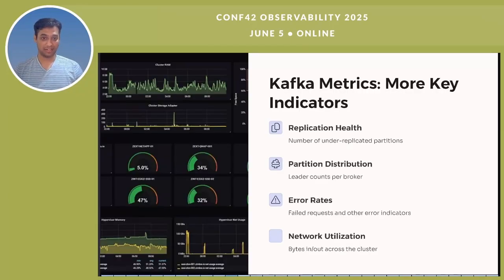The biggest key indicators, like I said, right? Replication health, partition distribution, how well are they distributed, how well are the leaders distributed. So you'll want to make sure you understand those. You should not have a very hot broker where a lot of partitions just concentrate together as a leader and the others are sitting idle.